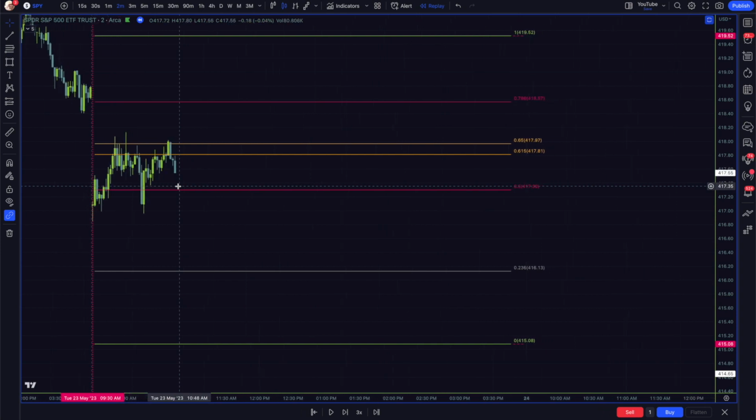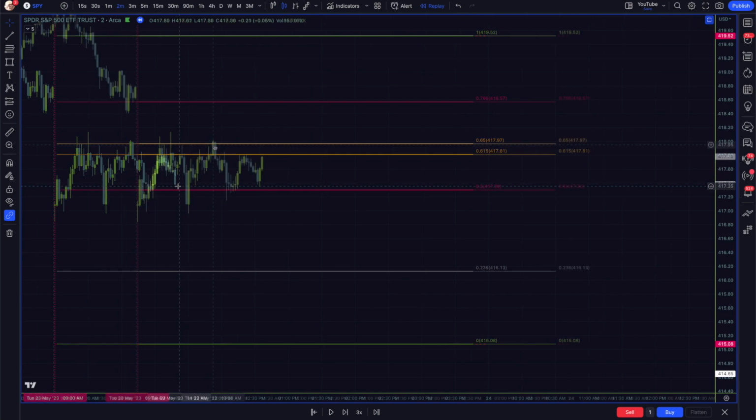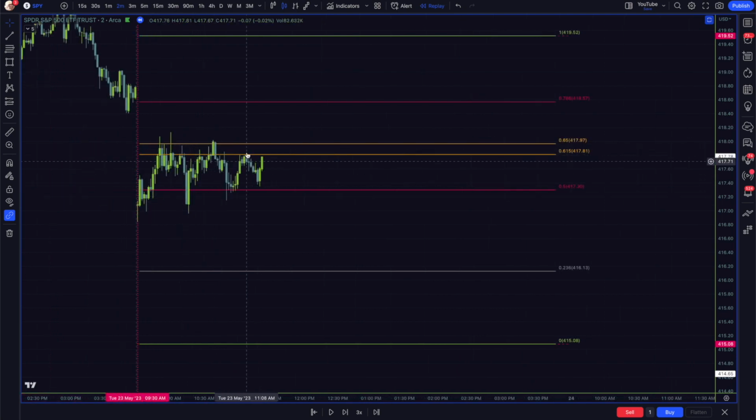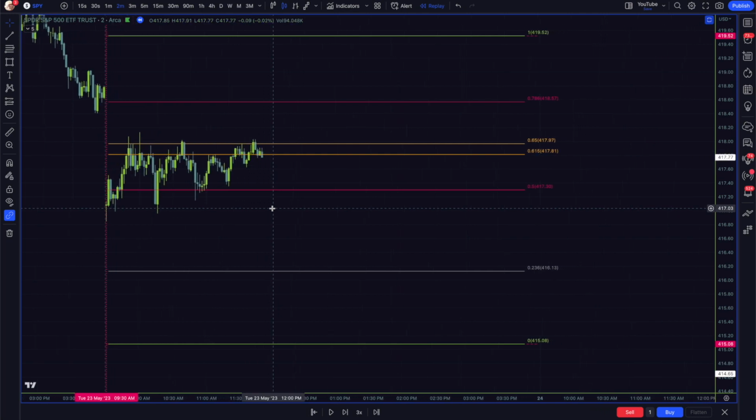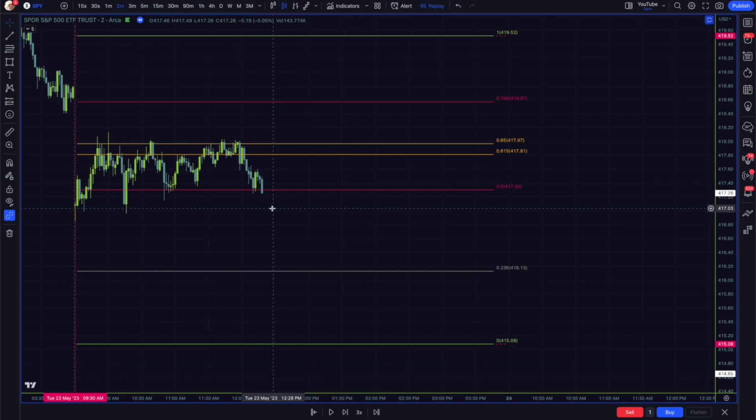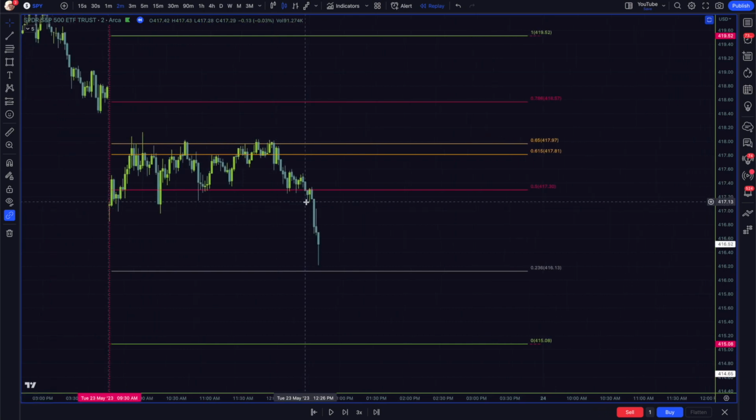Still trading around here. So I think personally a lot of people would have already been chopped up here, but with this information, you're watching and you're looking for a potential breakout or strong rejection. And there you have it. So now that you've looked at this, where are we going?